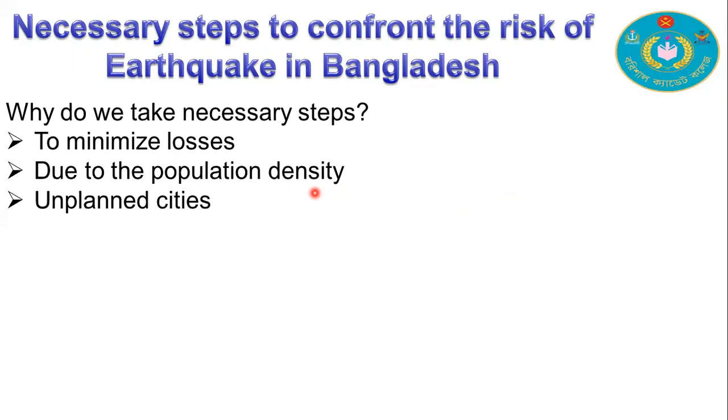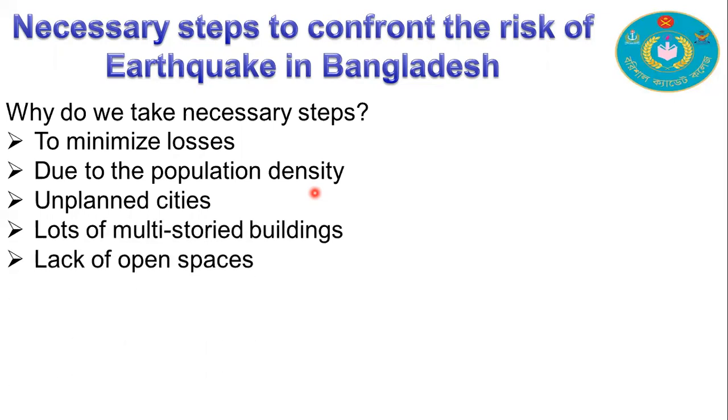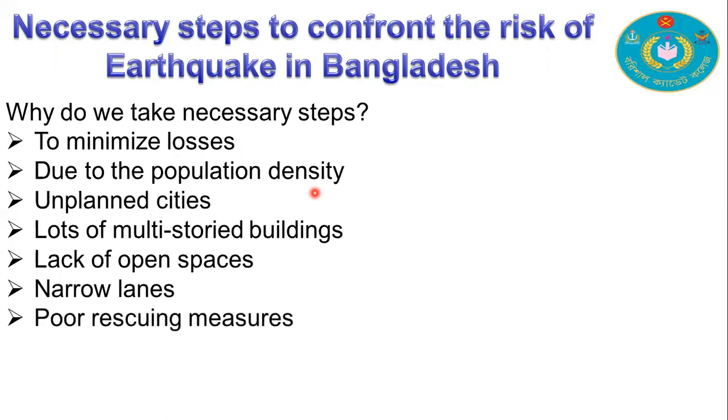Thirdly, the cities of our country are unplanned. And fourthly, lots of multi-story buildings are here. Fifth, lack of open spaces in the city area or urban area. The narrow lanes are applicable for that city area. There are some poor rescue measures if there is any earthquake, and to be more equipped.